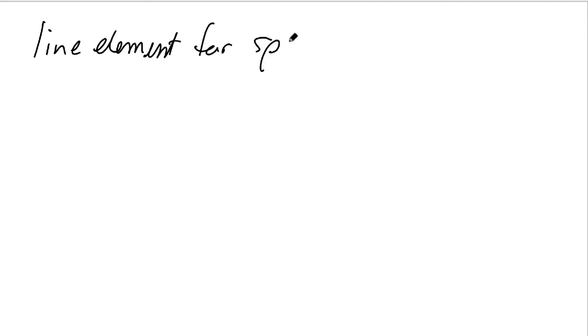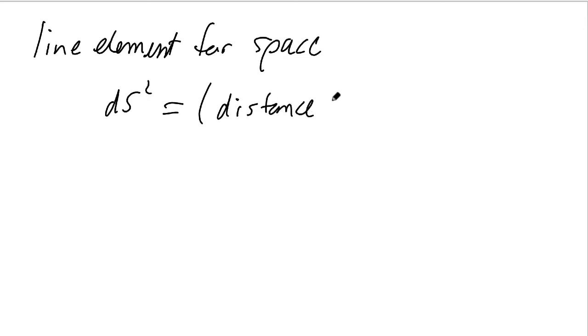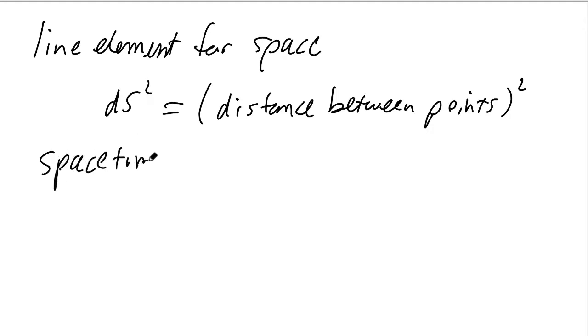In the previous lectures, we talked about the line element for various spaces. So the line element is defined as ds squared, the distance between nearby points squared. What about space-time? Okay, first of all, what do we even mean by points in space-time?